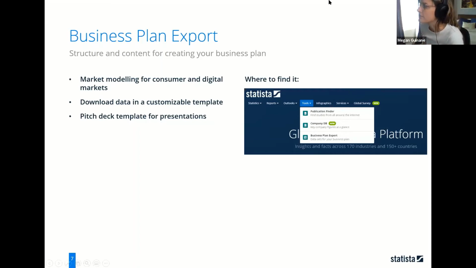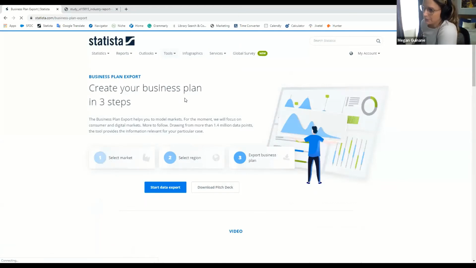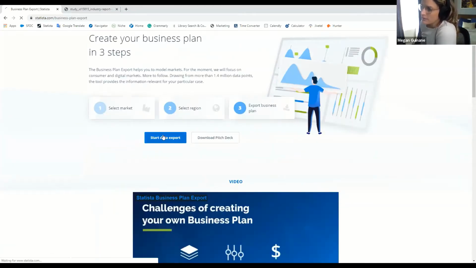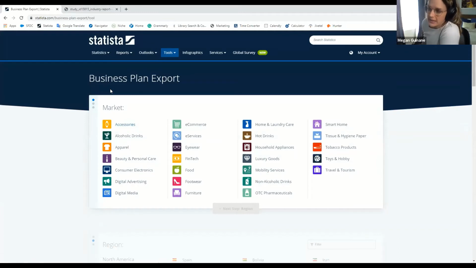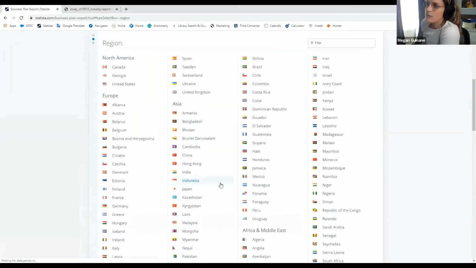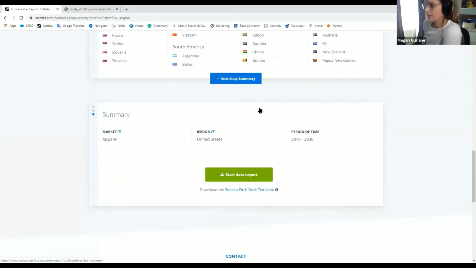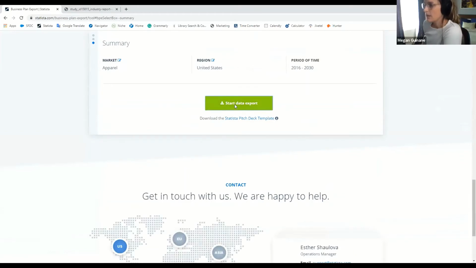All right, share. The business plan export is located under Tools. Then you'll click into Business Plan Export. You'll want to pick the market that you're going into. I'm going to stick with apparel. Then I'm going to pick the region, and I'm going to stick with the United States. Then I'm going to go into the summary. I'm going to start the data export, and it's going to download as an Excel file. All right.